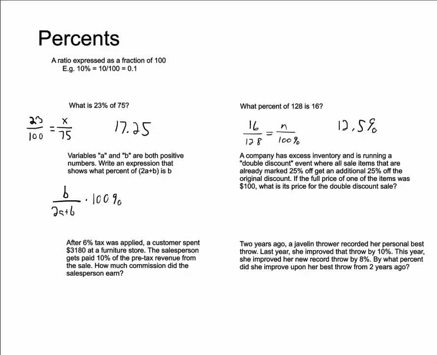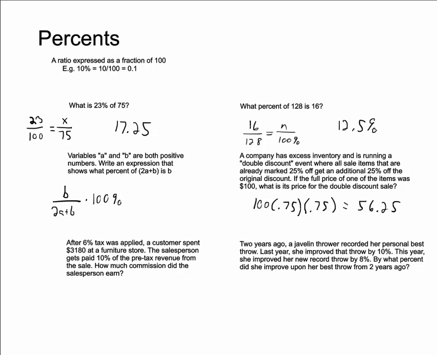The easiest way to do this problem is to realize that 25% off is the same as taking the original price and multiplying it by 75%. So we're going to take 100 and multiply that by 75% or 0.75. That'll give us the sale price. Then for the double sale, we're going to take that value and multiply that by 0.75 as well. That will give us our final value, which is 56.25.